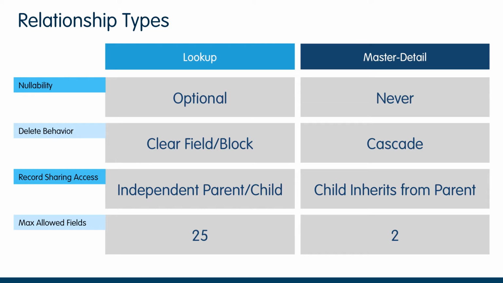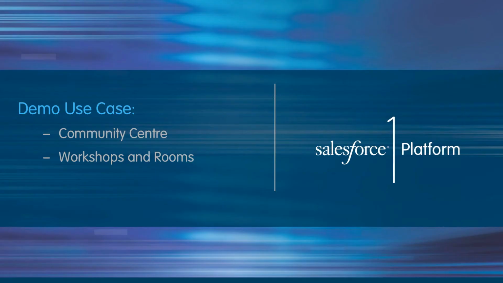So let's have a look at this in action. As you've seen from the previous slide, I'm focusing on the idea of rooms and workshops in, let's say, a community center. They've got a number of function rooms that they can make available, and a number of different types of workshops, whether they're exercise classes or craft workshops or whatever. So clearly a room can support many different workshops, and a workshop would happen in a specific room.